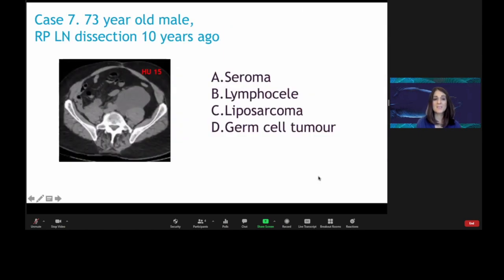Okay, case number 7, a 73-year-old male. All we were told when the imaging was referred to us was that he had had a lymph node dissection 10 years ago. So I'll tell you that this had a Hounsfield unit of 15. Do you think this is a seroma, a lymphocele, a liposarcoma, or a germ cell tumour? So vote quickly.